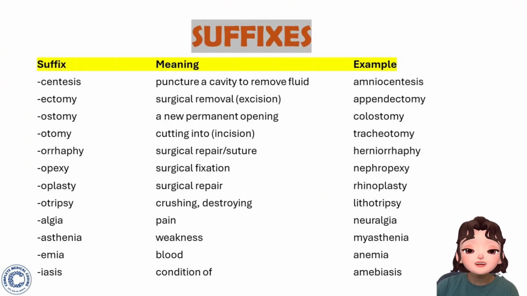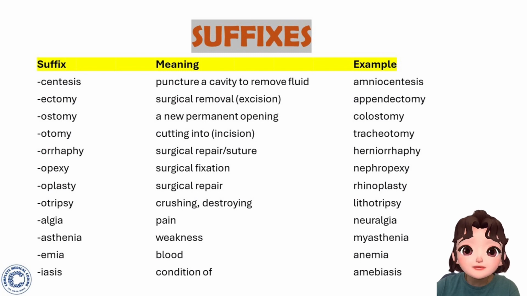Now let's look into some suffixes. Suffixes are more important than prefixes. You will get most of the questions from suffixes. Okay. Centesis. The word ending with centesis means puncture a cavity to remove fluid. For example, amniocentesis, removal of amniotic fluid. So centesis means removal of fluid. Ectomy, ostomy, otomy, all these are important terms. This first page is very important, suffixes.